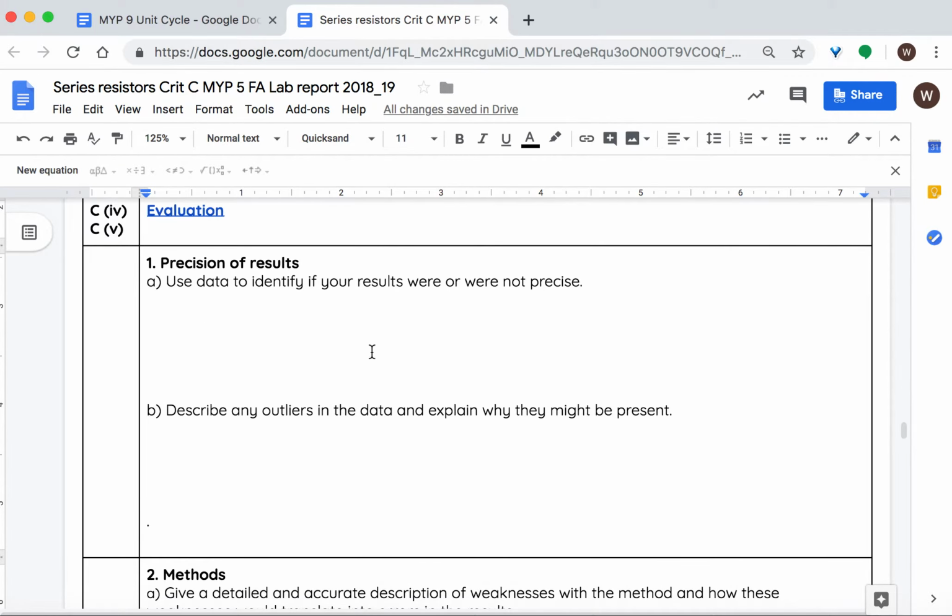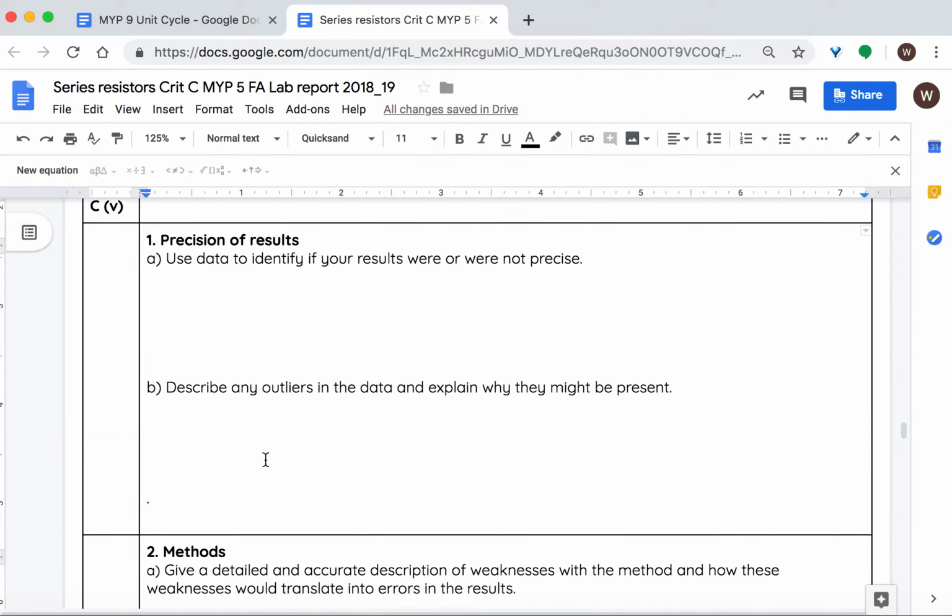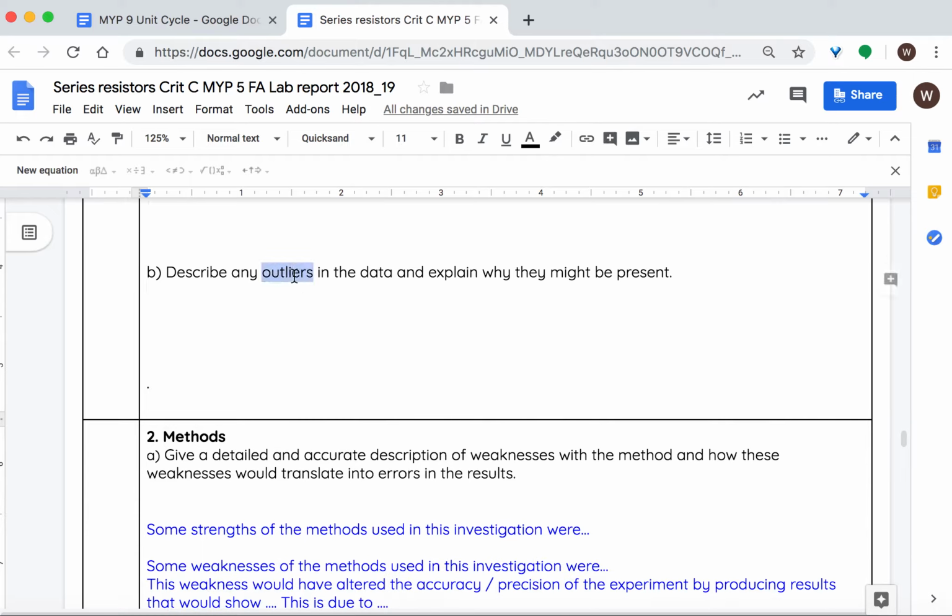Precision of results. We've all done this before. Again, use data to identify. That means you're going to have to show equations. Outliers in the data. Are there any things that don't fit within that line of best fit? I know for a lot of people, whenever they had 2 light bulbs, it seemed a little strange. You want to discuss why that might be true.